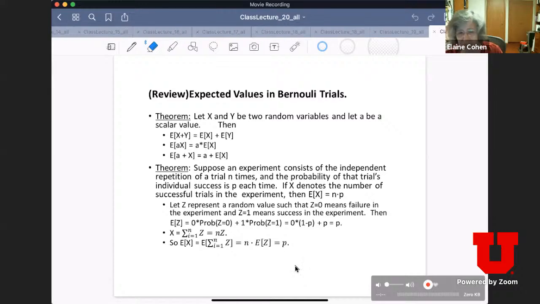I'm sorry, that's a mistake. It's a typo. N times p.